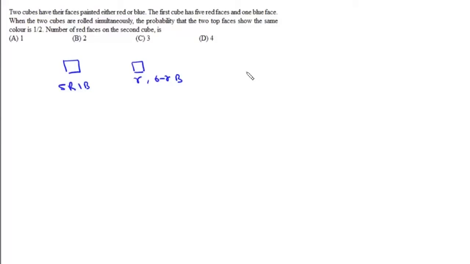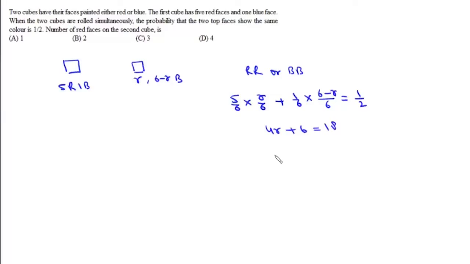So either both the faces will be red, or both of them will be blue. Now the probability that they'll be red is given by 5/6 into R/6, plus both blue, 1/6 into (6 minus R)/6, and it is given that it is equal to 1/2. Now this is 5R minus R, there will be 4R. So 4R plus 6 will be equal to 18, or 4R equals 12. The value of R is simply 3. So on the second cube, there are 3 red faces. And that's your option C.